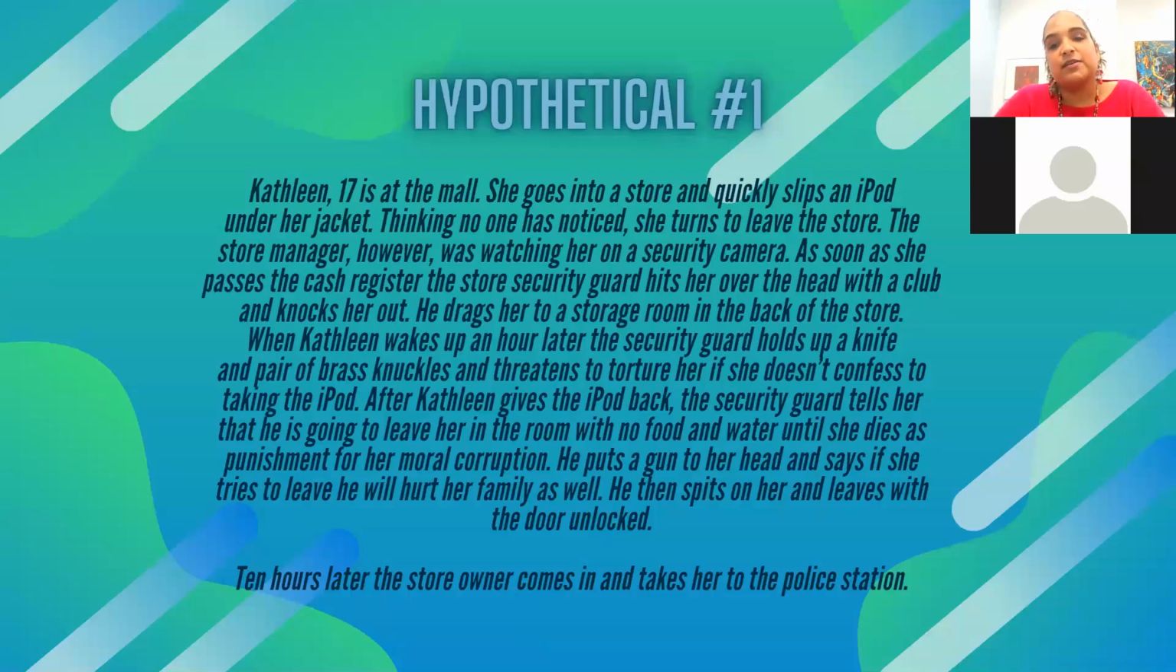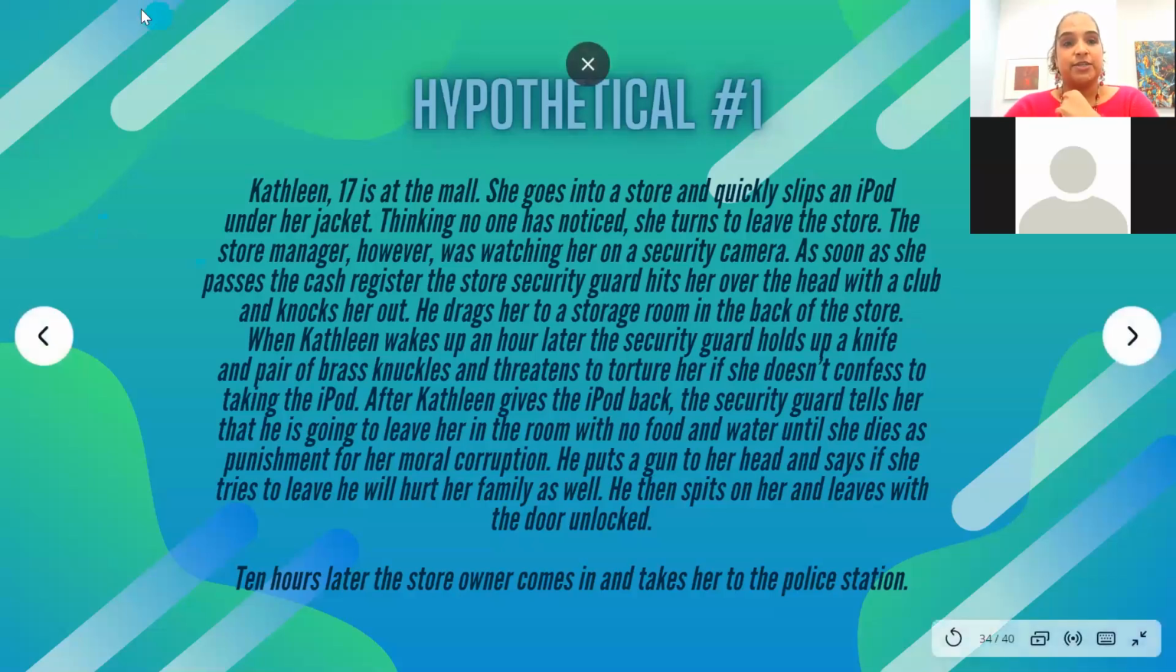When she wakes up an hour later, the security guard holds up a knife, a pair of brass knuckles, and threatens to torture her if she doesn't confess to taking the iPod. After Kathleen gives the iPod back, the security guard tells her that he's going to leave her in the room with no food and water until she dies as punishment for her moral corruption. He puts a gun to her head and says that if she tries to leave, he will hurt her and her family as well. He then spits on her and leaves the door unlocked. 10 hours later, the store owner comes in and takes her to the police station.